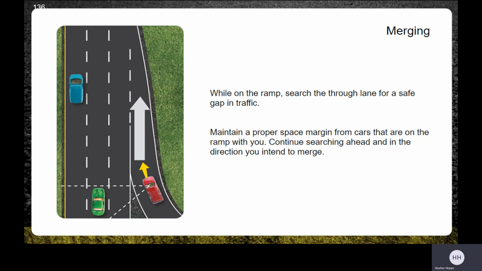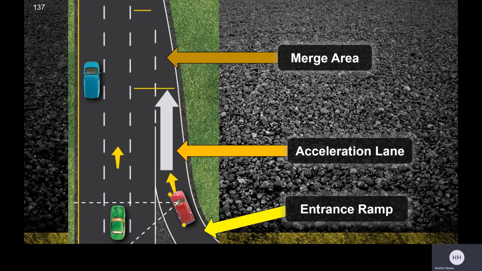So merging while on the ramp, we want to search through the lane for a safe gap in traffic. We want to maintain proper space margin from cars that are on the ramp with you. Continue searching ahead and in the direction you intend to merge. As we're merging on, we are gaining speed, but we're also looking at traffic. Where are these cars, what's going on, and what's happening? We are merging to this point here of this solid white line. This is where we're gaining our speed, gaining our understanding of the roadway, and what our actions can be next.